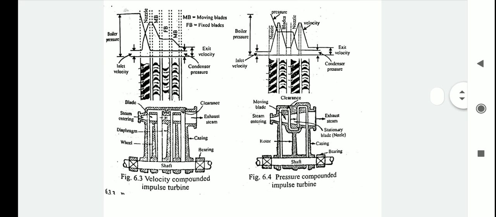The turbine that works under this type of compounding stage is called a velocity compounded turbine. For example, the Curtis stage steam turbine. This is the example for velocity compounding.